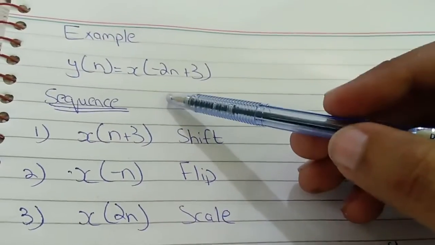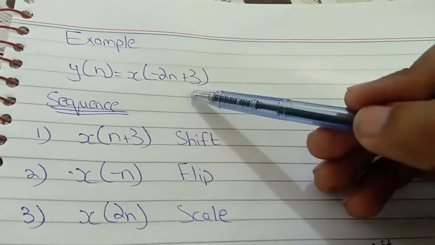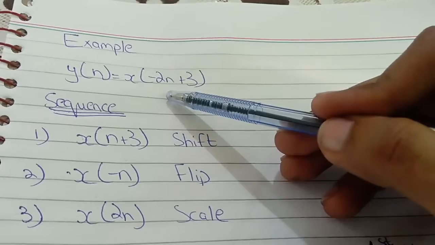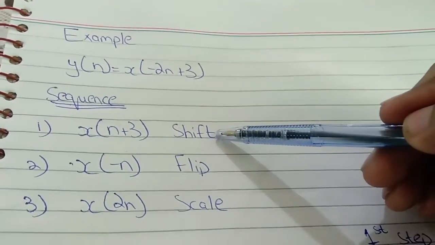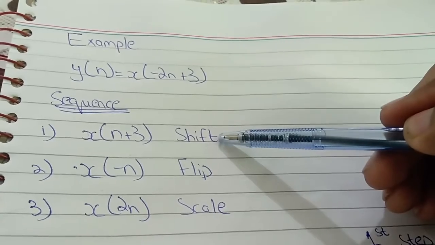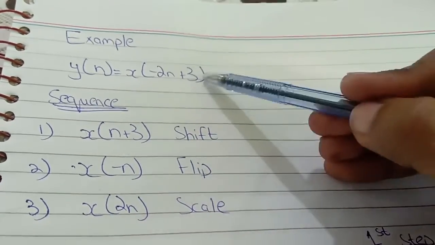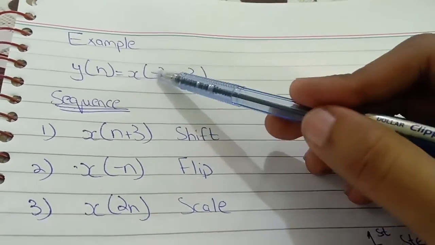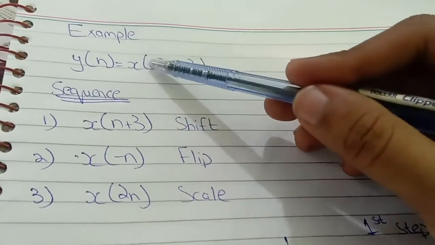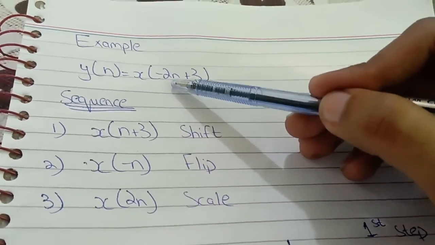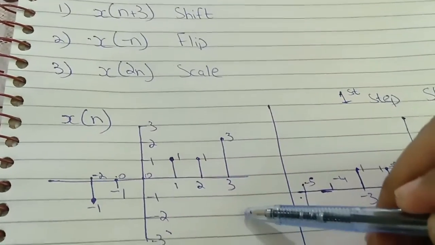An example which involves all three functions, that is shift, flip, and scale. Now we have to follow this sequence so that we get the correct answer. First of all, we have to shift the function, that is a shift of 3, then flip, as this negative sign shows, then scale. The 2n will show us that this function is being scaled. Now this is our basic input function.